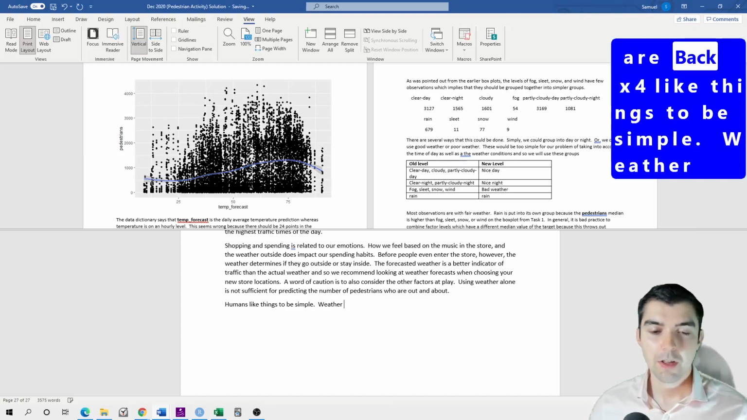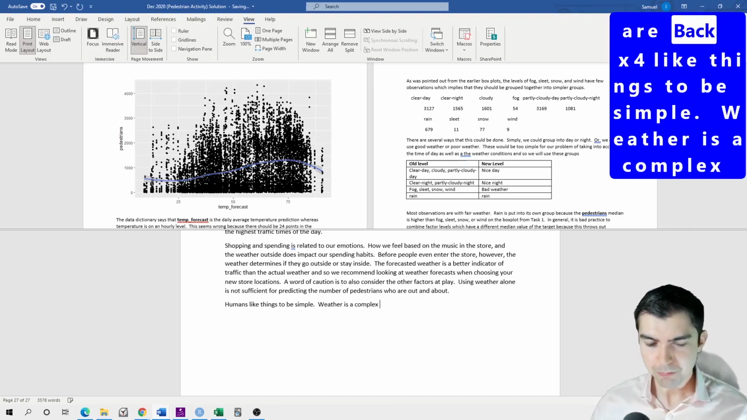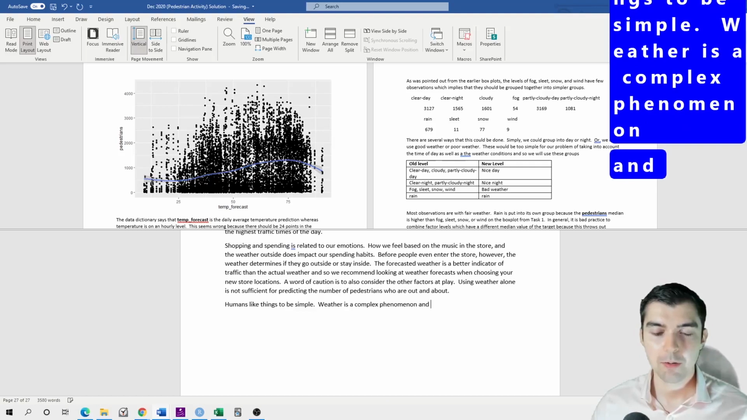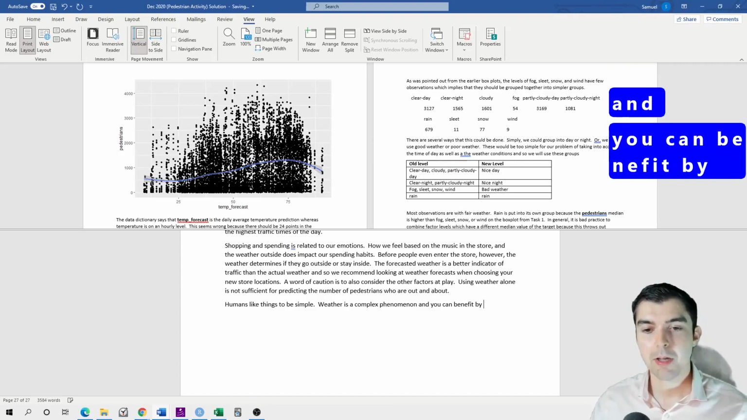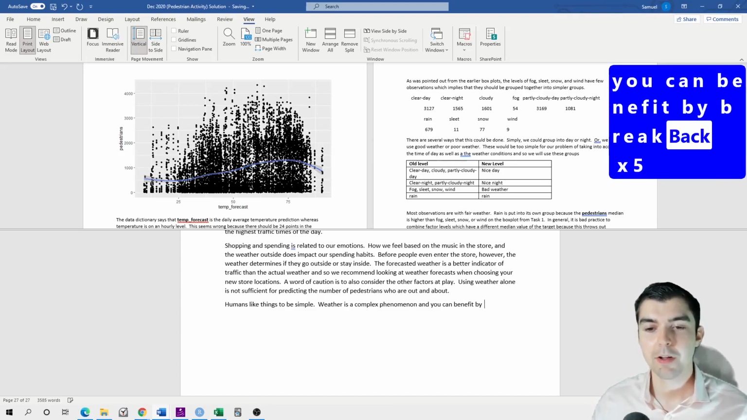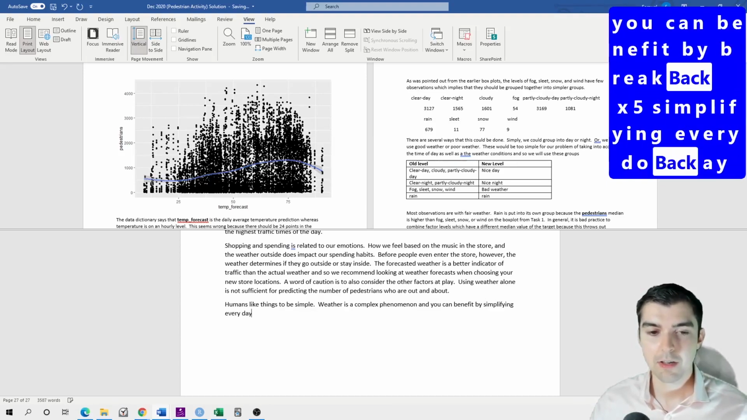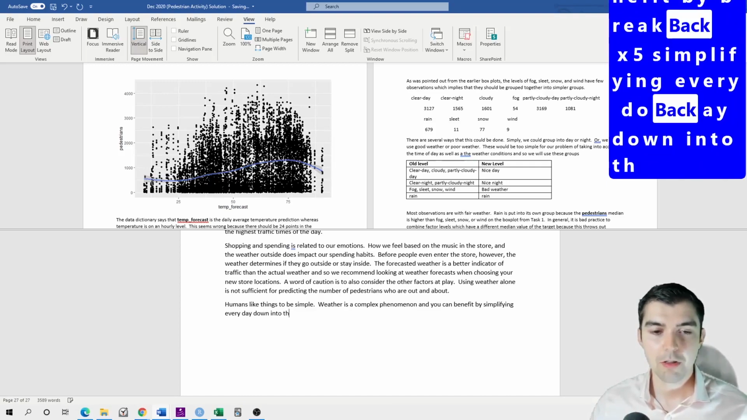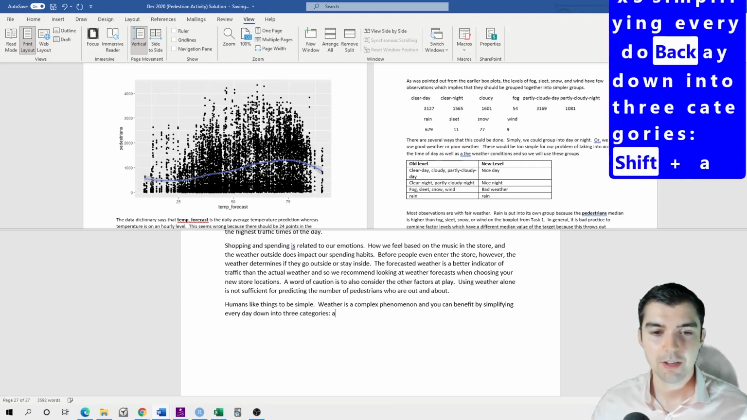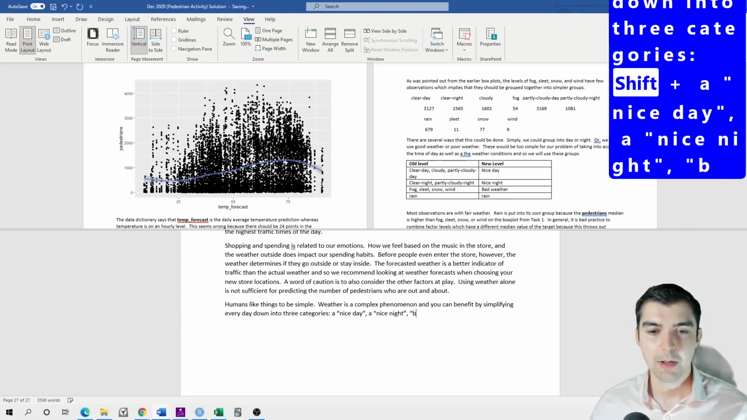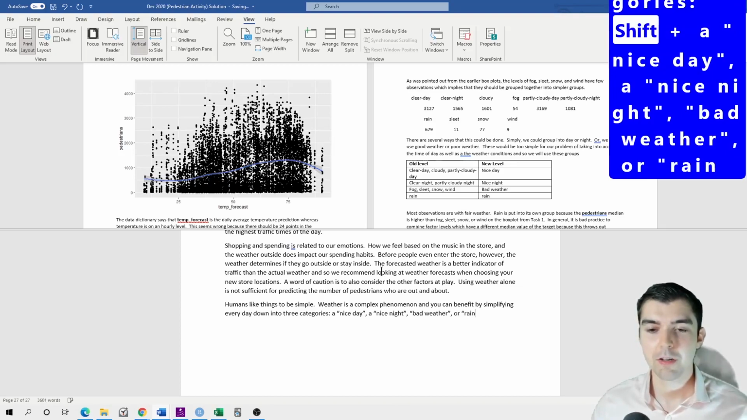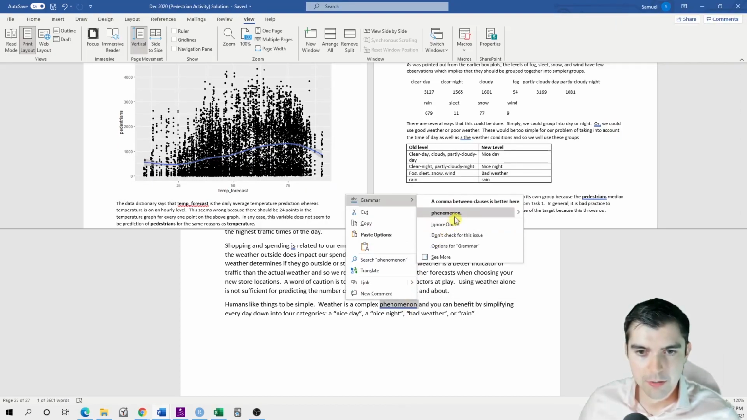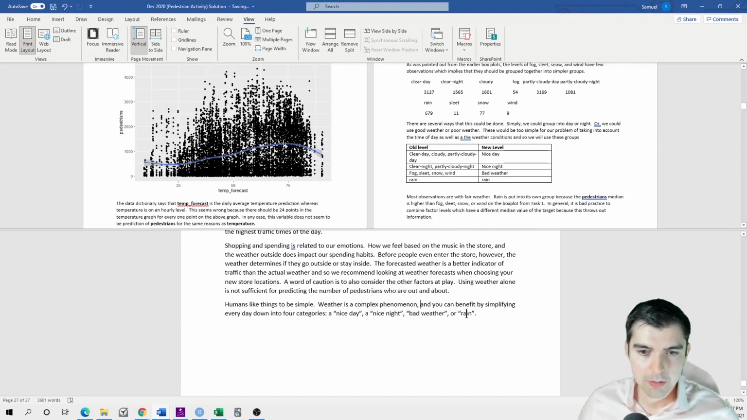Humans like things to be simple. Weather is a complex phenomenon, and you can benefit by simplifying every day down into 3 categories. A nice day, a nice night, bad weather, this is 4 categories, or rain. Phenomenon, that is the correct spelling. Weather is a complex phenomenon.